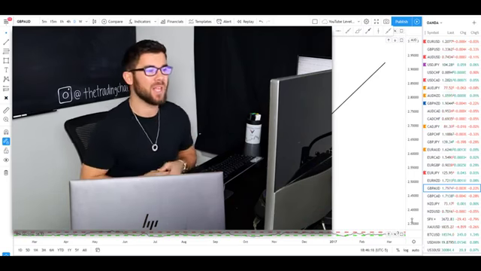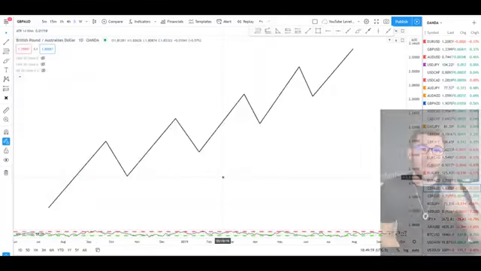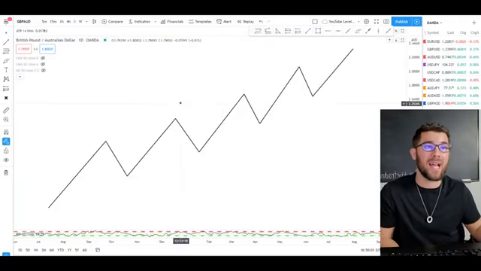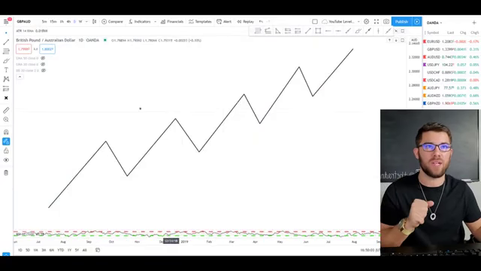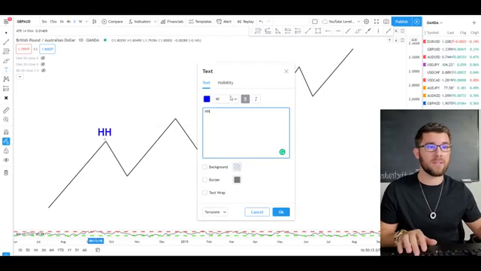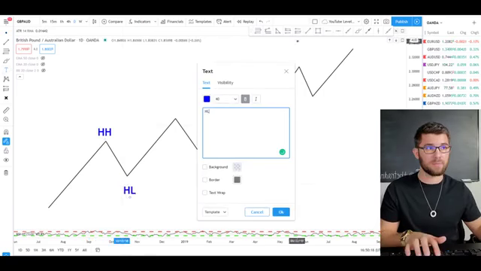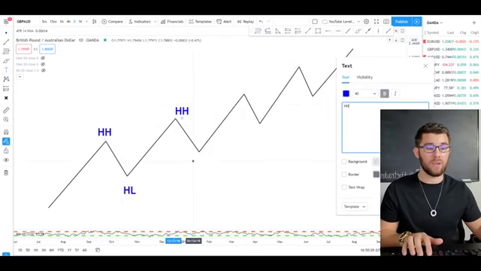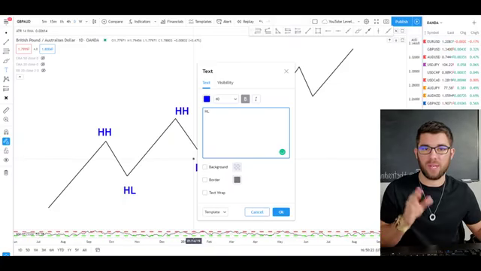Now, trend for me has two different types. And what you're looking at on the chart right now is what I consider a clean trend. Now, a clean trend is when you can easily see the market making higher highs, higher lows, higher highs, higher lows, and so forth. I'll do this so you guys don't have to watch it.